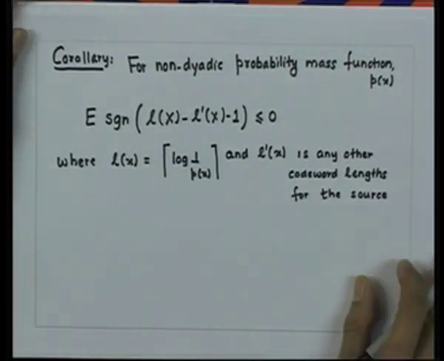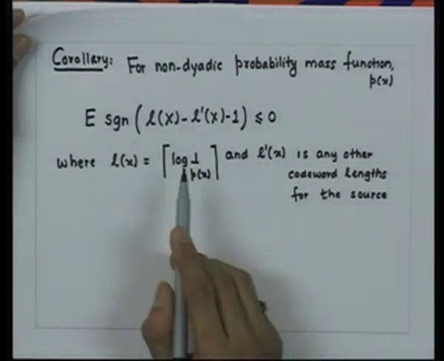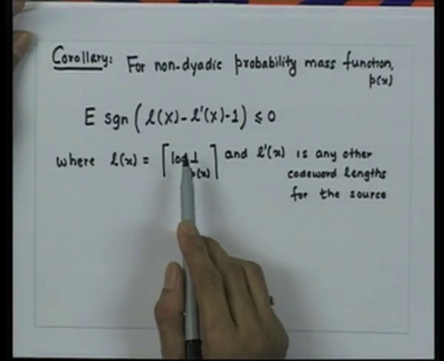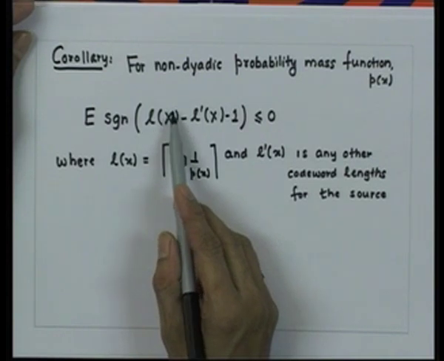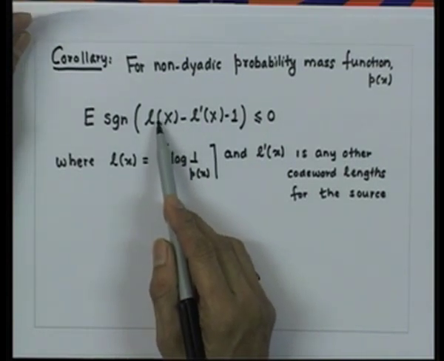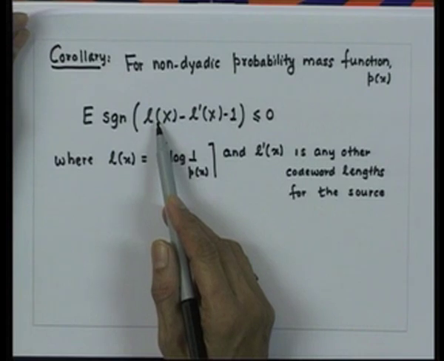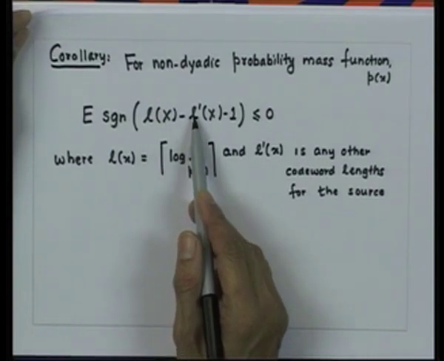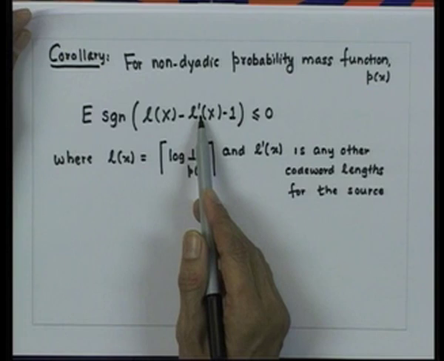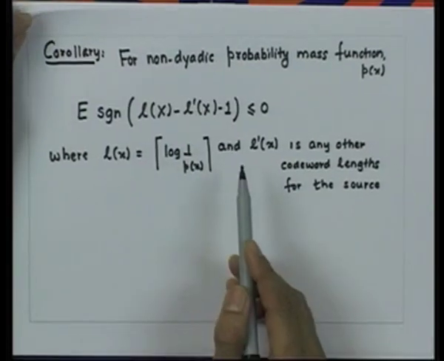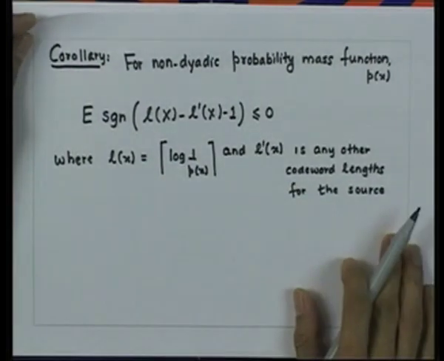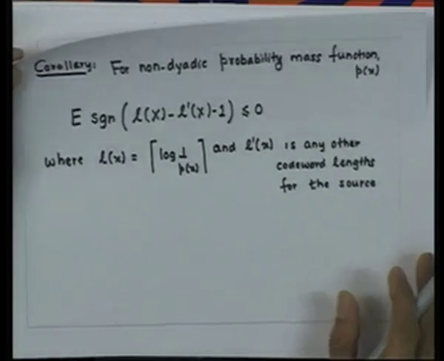So, an important result, what it says is that on the average the Shannon code will provide code word lengths which do not differ from the code word lengths of any other uniquely decodable code by 1. So, important relationship. Okay. After having studied this, now let us go back to the Huffman code.